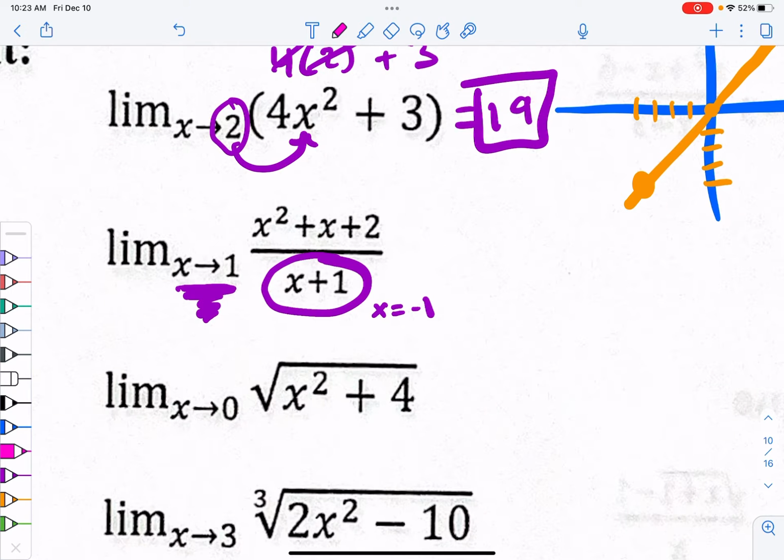It's still legal. So I have 1 squared plus 1 plus 2. That's going to give me 4 on the top over 1 plus 1 on the bottom. So that gives me an overall total y coordinate of 2, or the limit is going to be 2.